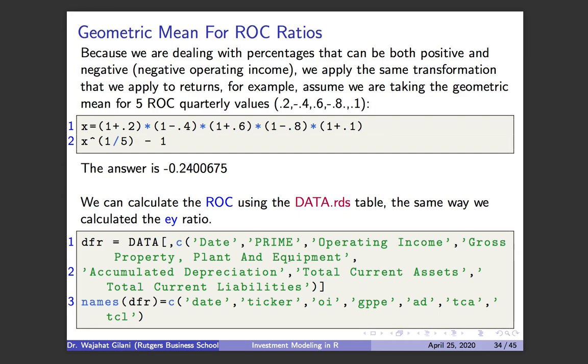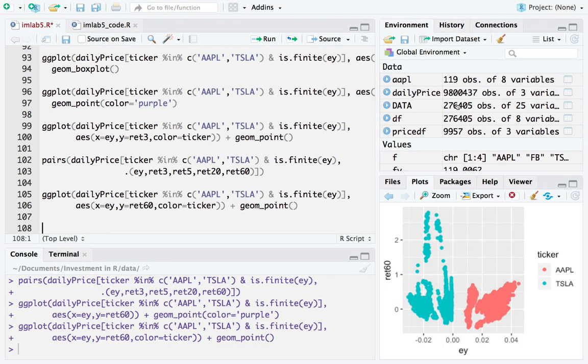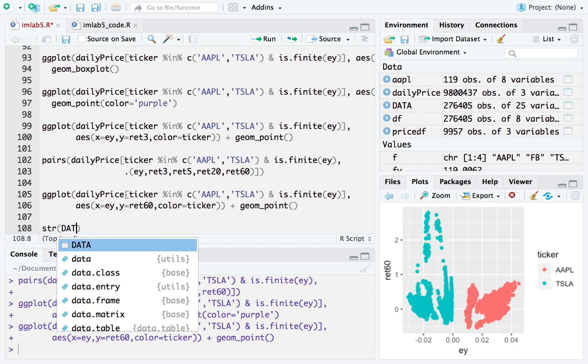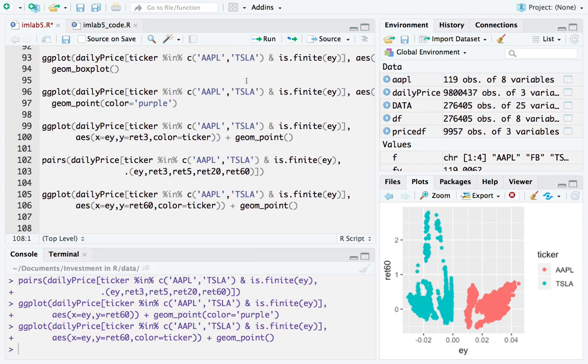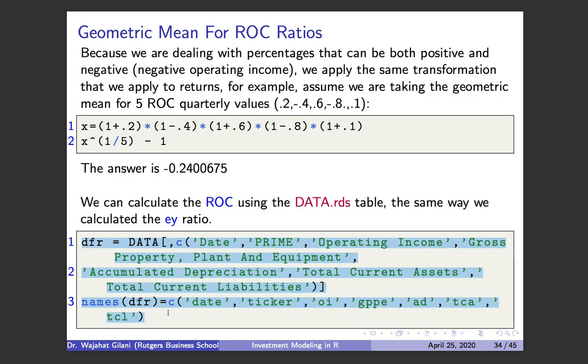I'm going to create a new table called DFR. We could have done this all in one shot, but it doesn't matter. We'll do it side by side real quick. I have this right here, so I'll do it pretty fast. First things first, I already have my data table here. So let me create a subset of the data like we did with earnings yield.